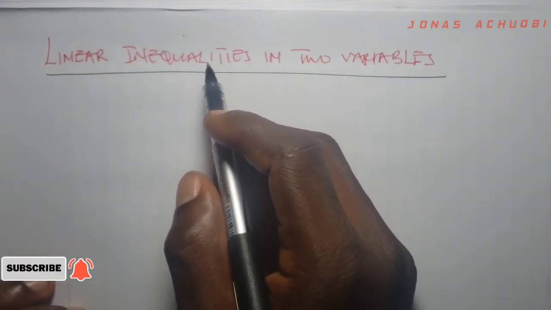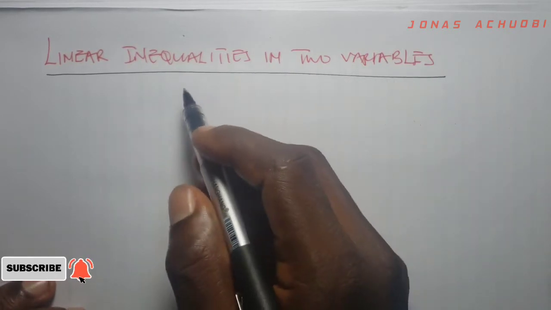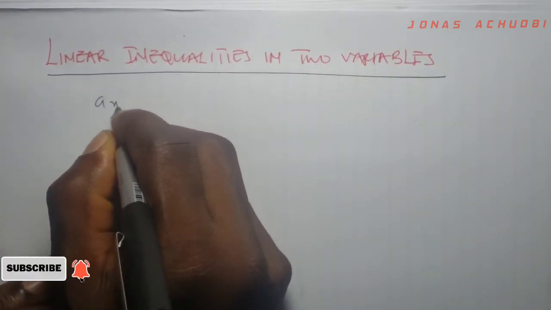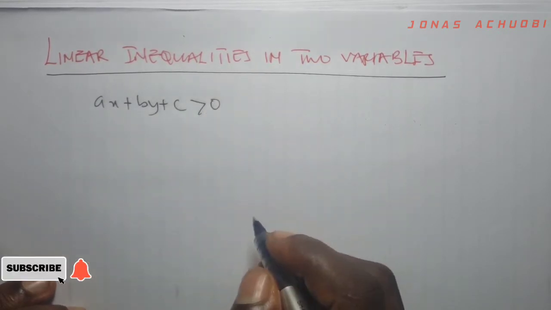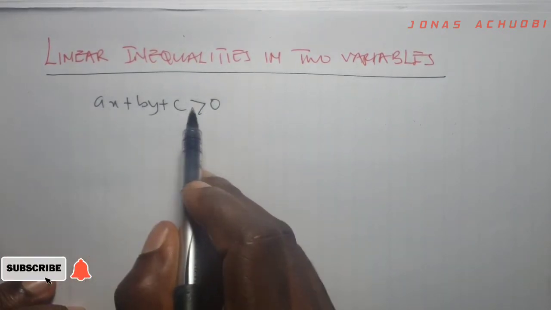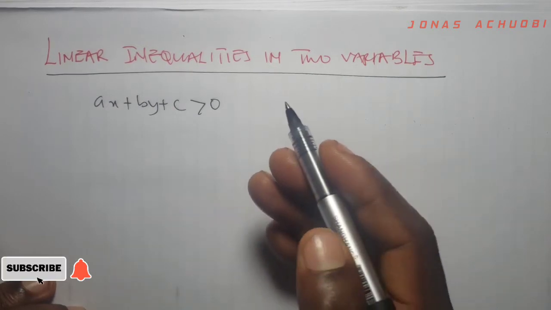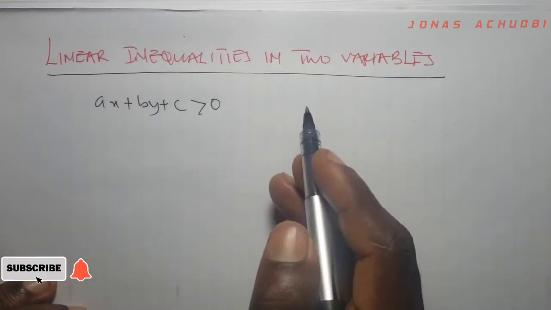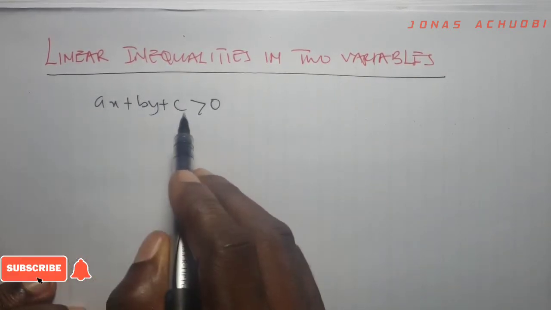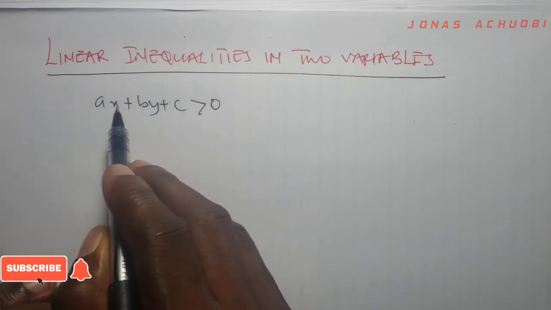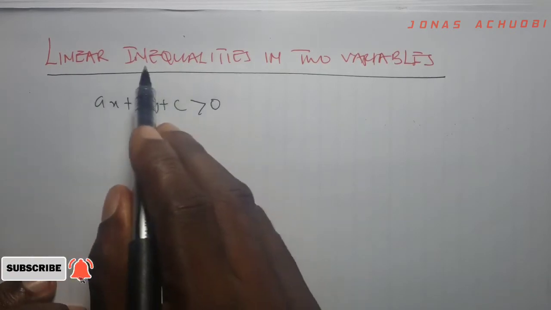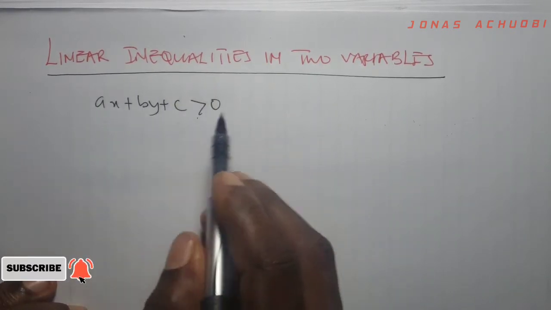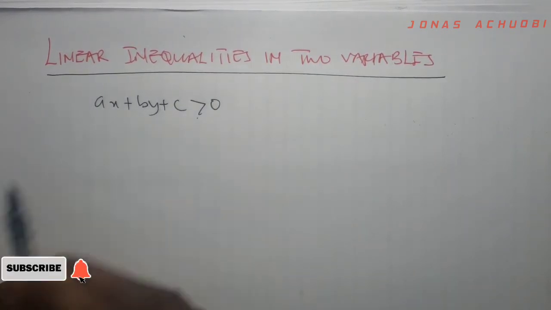Now a linear inequality in two variables is of the form ax plus by plus c greater than 0. Of course, where a, b, and c are real constants, that's real numbers, and x and y are the unknown. So here, this is linear in the sense that the highest power of x is 1, and the highest power of y is 1. That makes it linear. It's an inequality because of this greater than sign, and we have two variables, x and y.